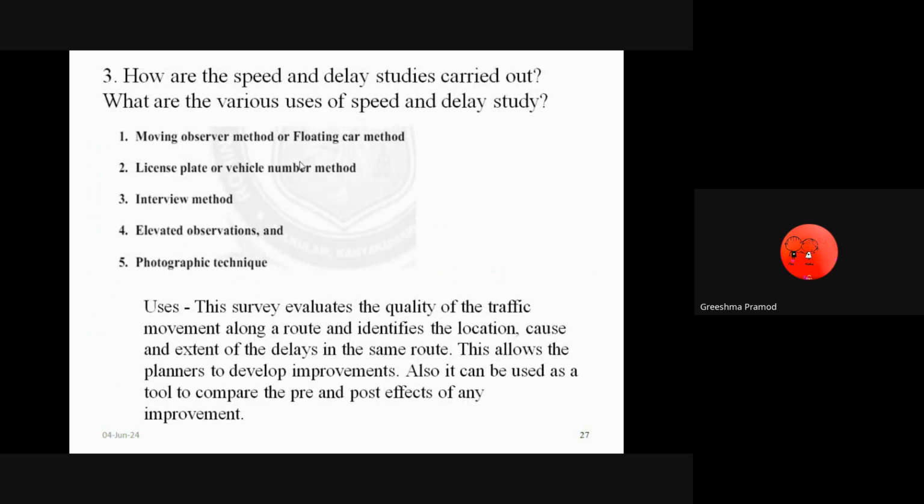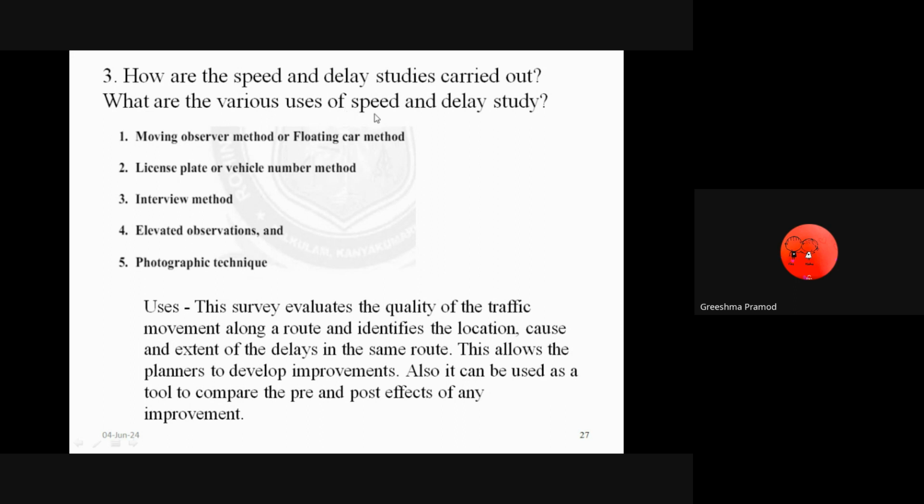How are the speed and delay studies carried out? What are the various uses of speed and delay study? In specific, that is not mentioned in the syllabus, but in traffic engineering the portion is called speed and delay study. The speed and delay studies can be carried out by the moving car method, license plate method, interview method, elevated observation. Please refer to traffic surveys.